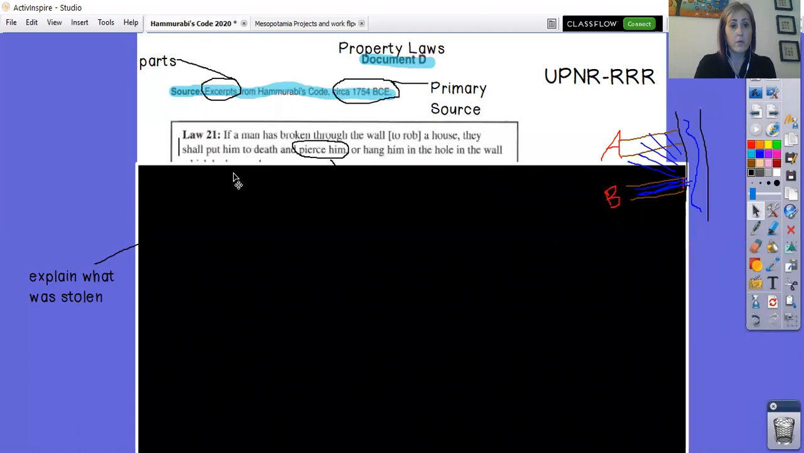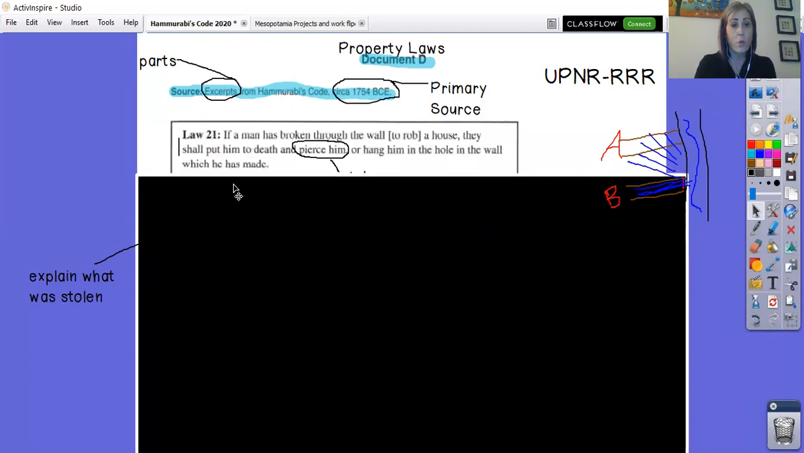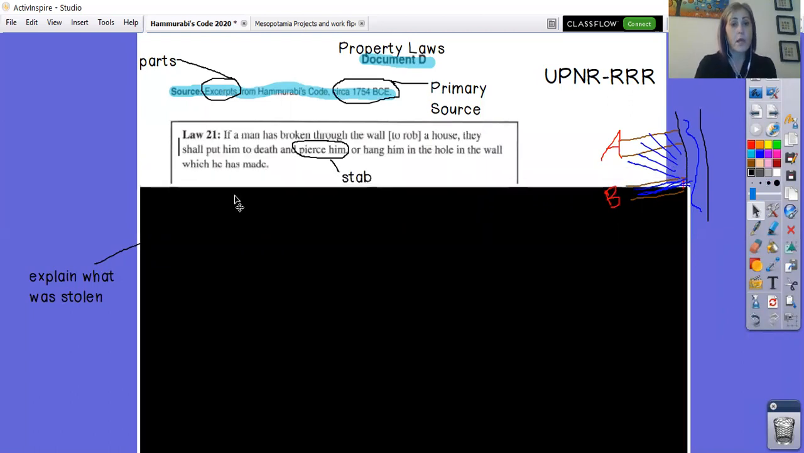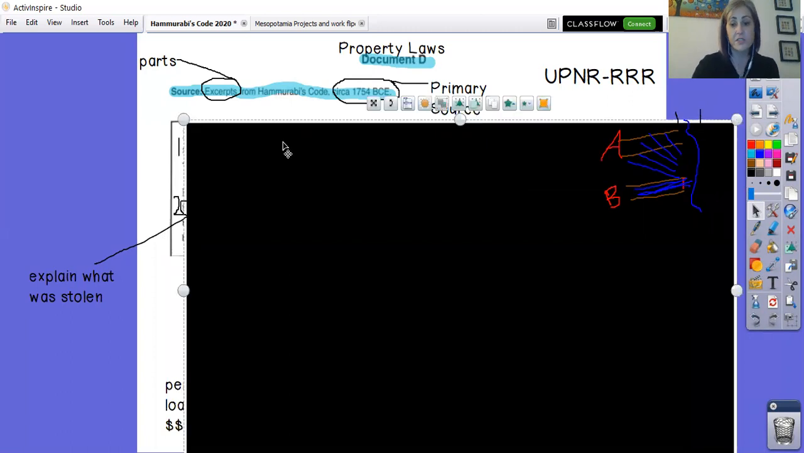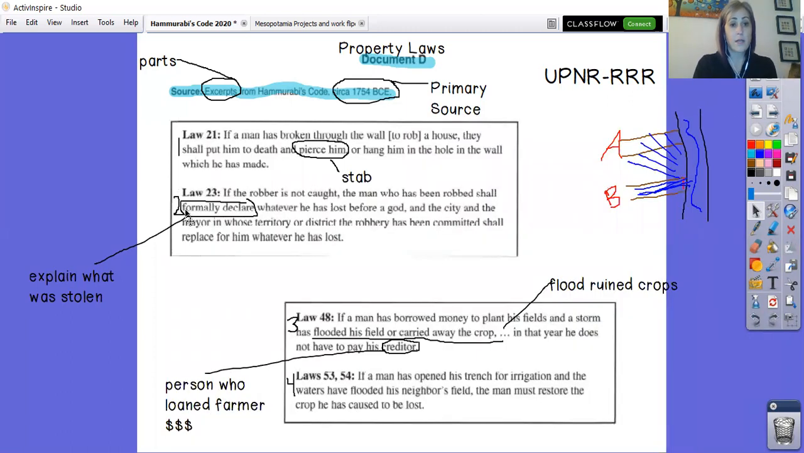So we're going to start with Law 21, which states, oh wait, sorry, I didn't finish my up and our triple R. So no, we don't have to do predictions. We have to number the paragraphs. So we have paragraph 1, paragraph 2, paragraph 3, and paragraph 4. So let's start with Law 21, which is paragraph 1.